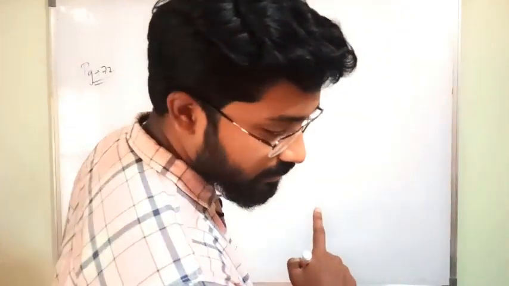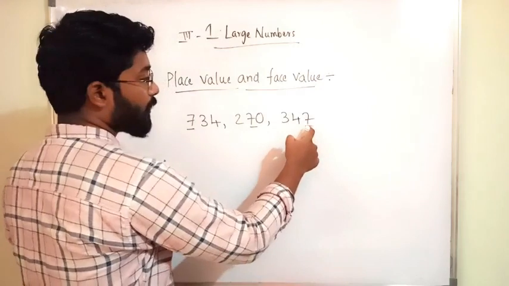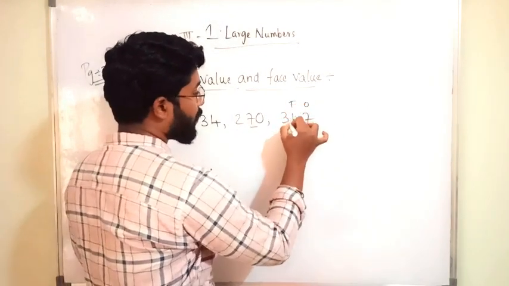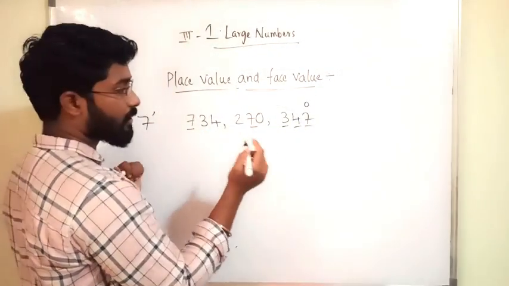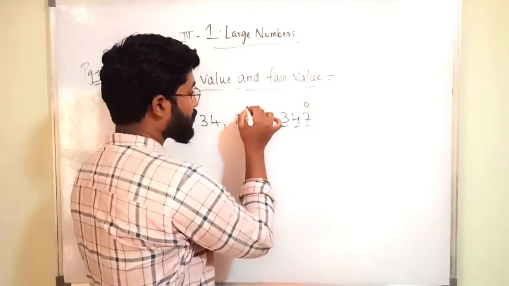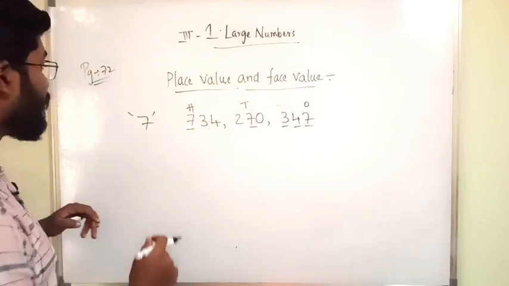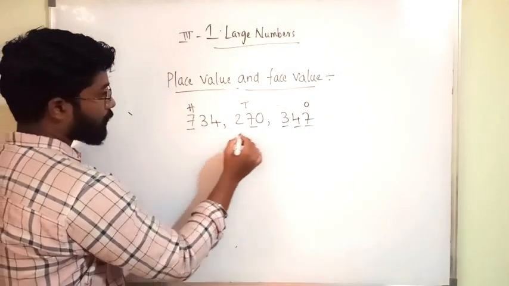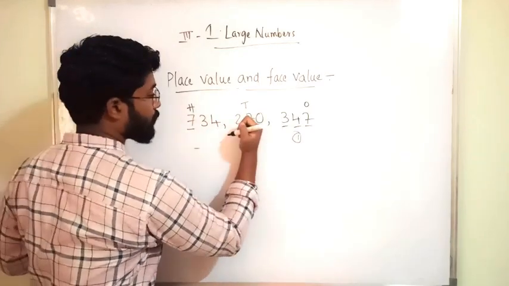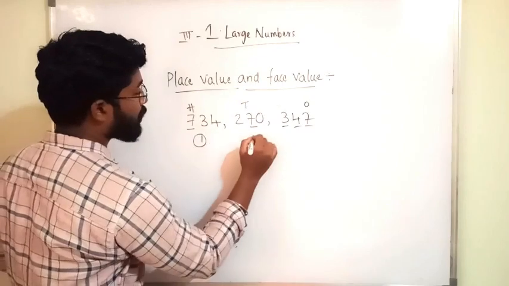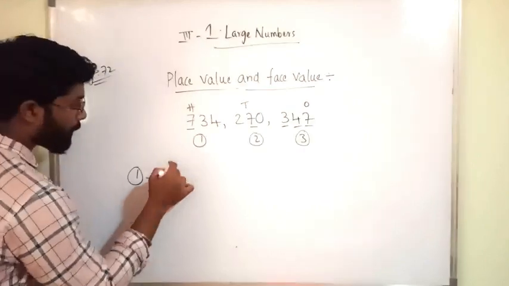In this he is asking about the place values of 7 in these numbers. Here ones, tens, hundreds. We are talking about only 7, no? He is asking about 7, no? So let us see. Here 7 is in ones place, here 7 is in tens place, here 7 is in hundreds place. How the place value will be changing, let us discuss. So this is first, second, third.